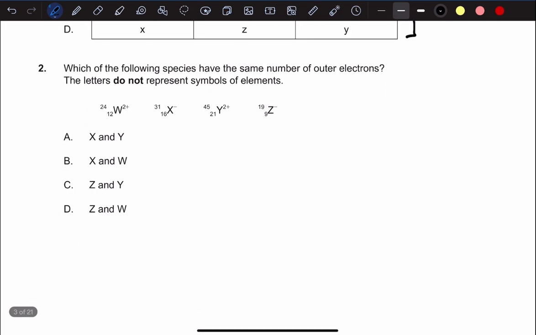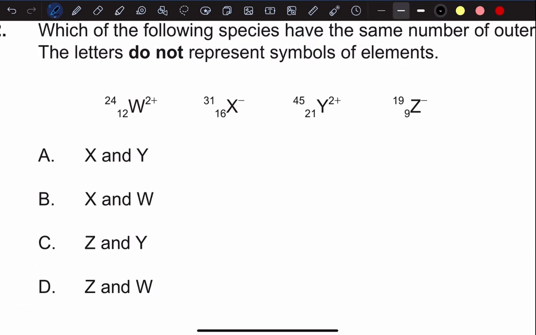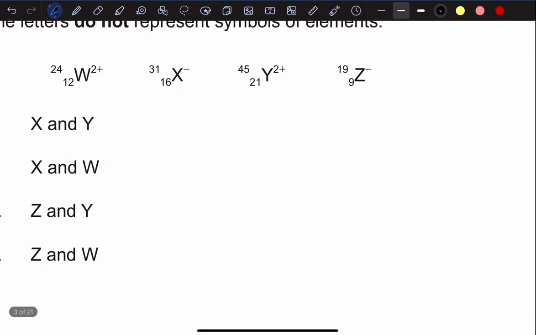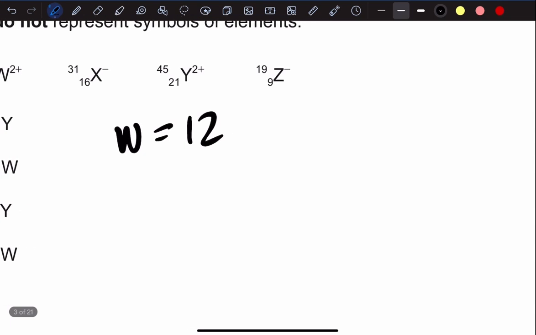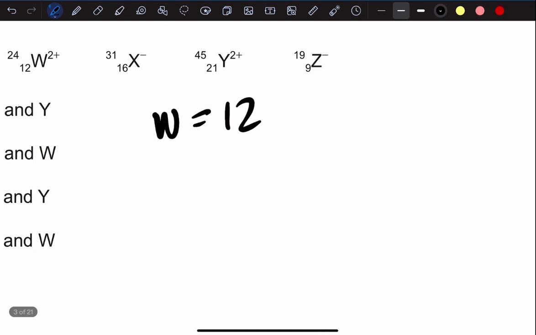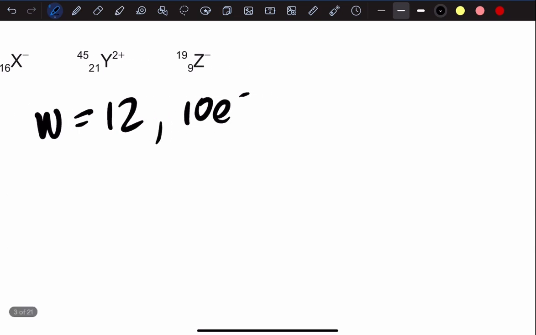Question 2. Which of the following species have the same number of electrons? The letters do not represent symbols of elements. Okay, nice. So here the atomic number is going to be useful, so we can look at them. The atomic numbers for W, X, Y, Z are 12, 16, 21, and 9. So W has an atomic number of 12, and if it was neutral, it would have 12 electrons correspondingly, but we know it has a charge of 2+, so that means it has 10 electrons.